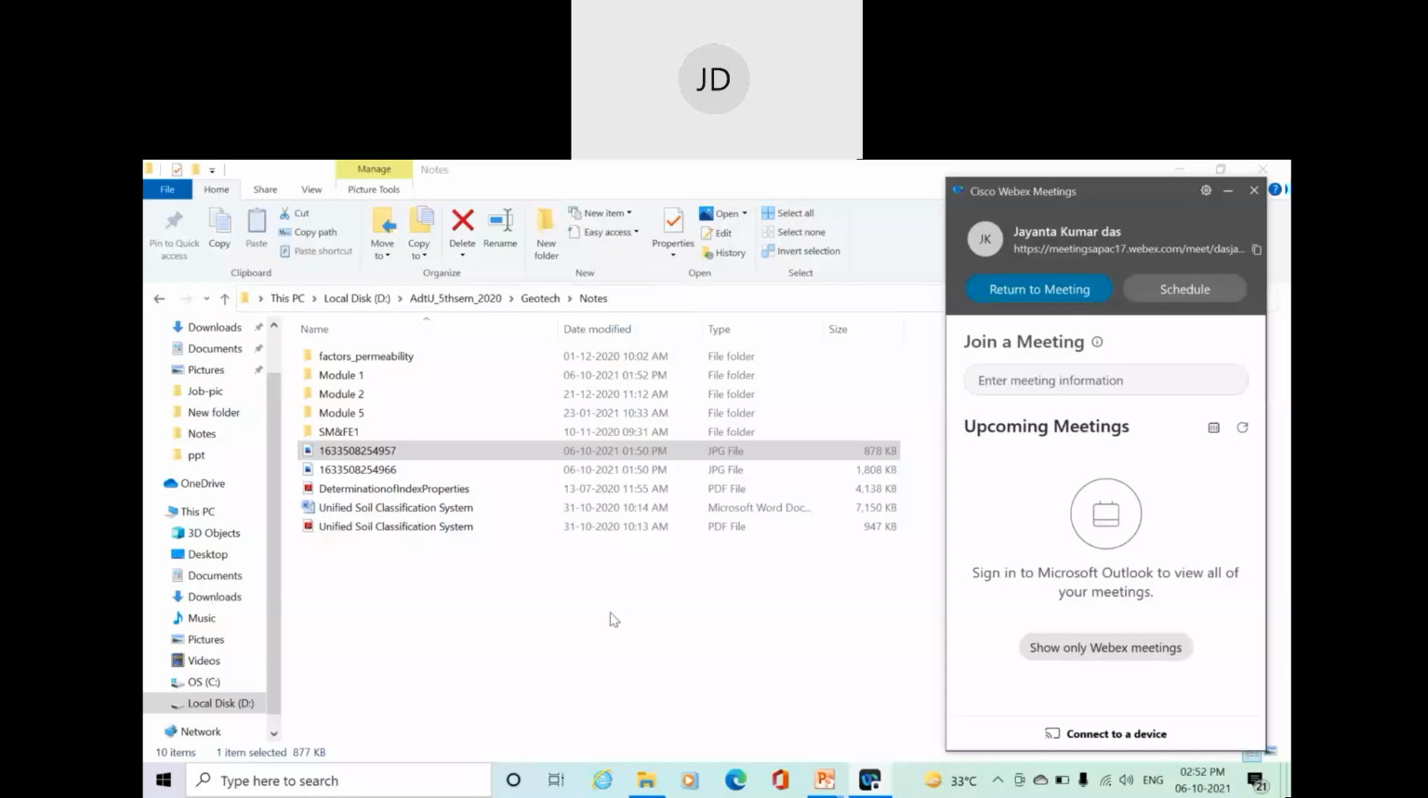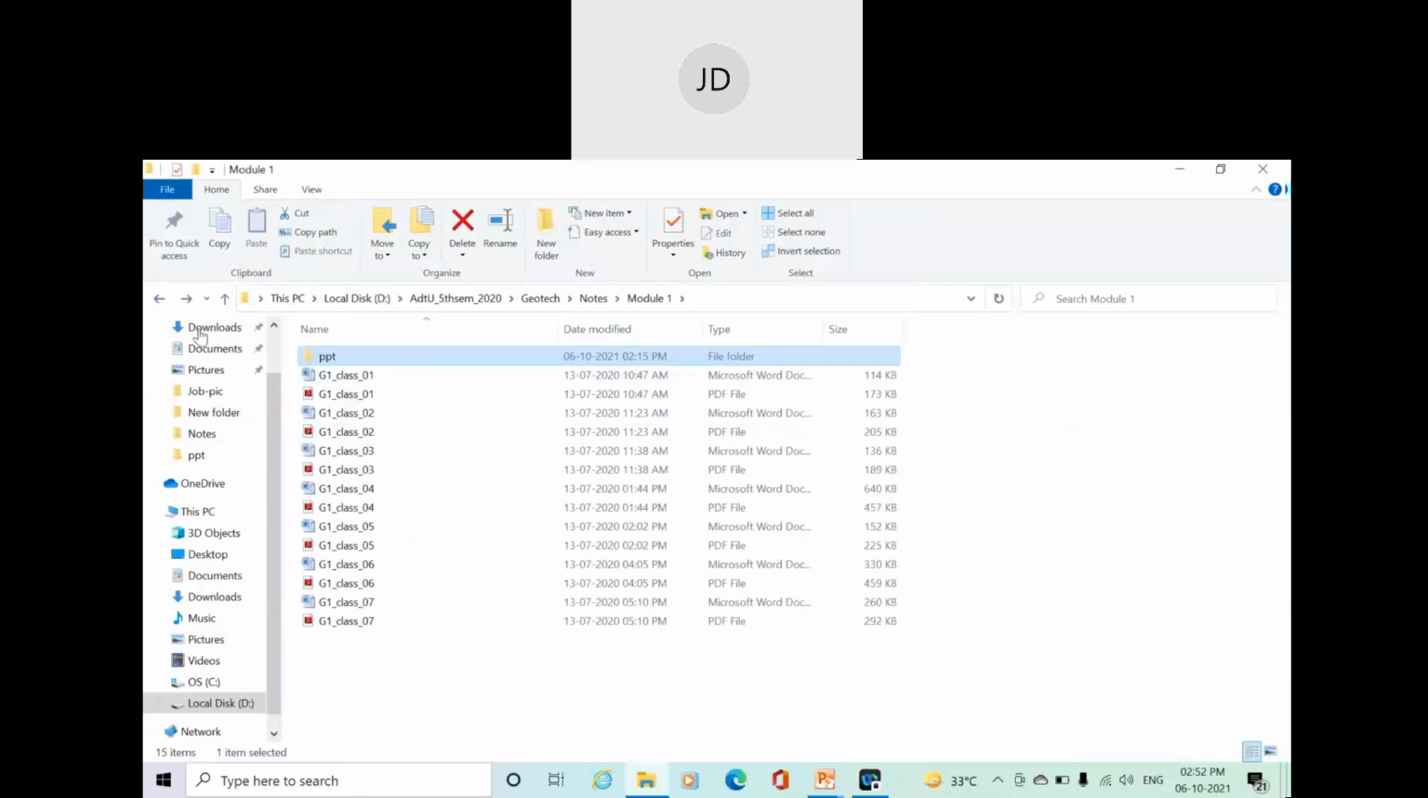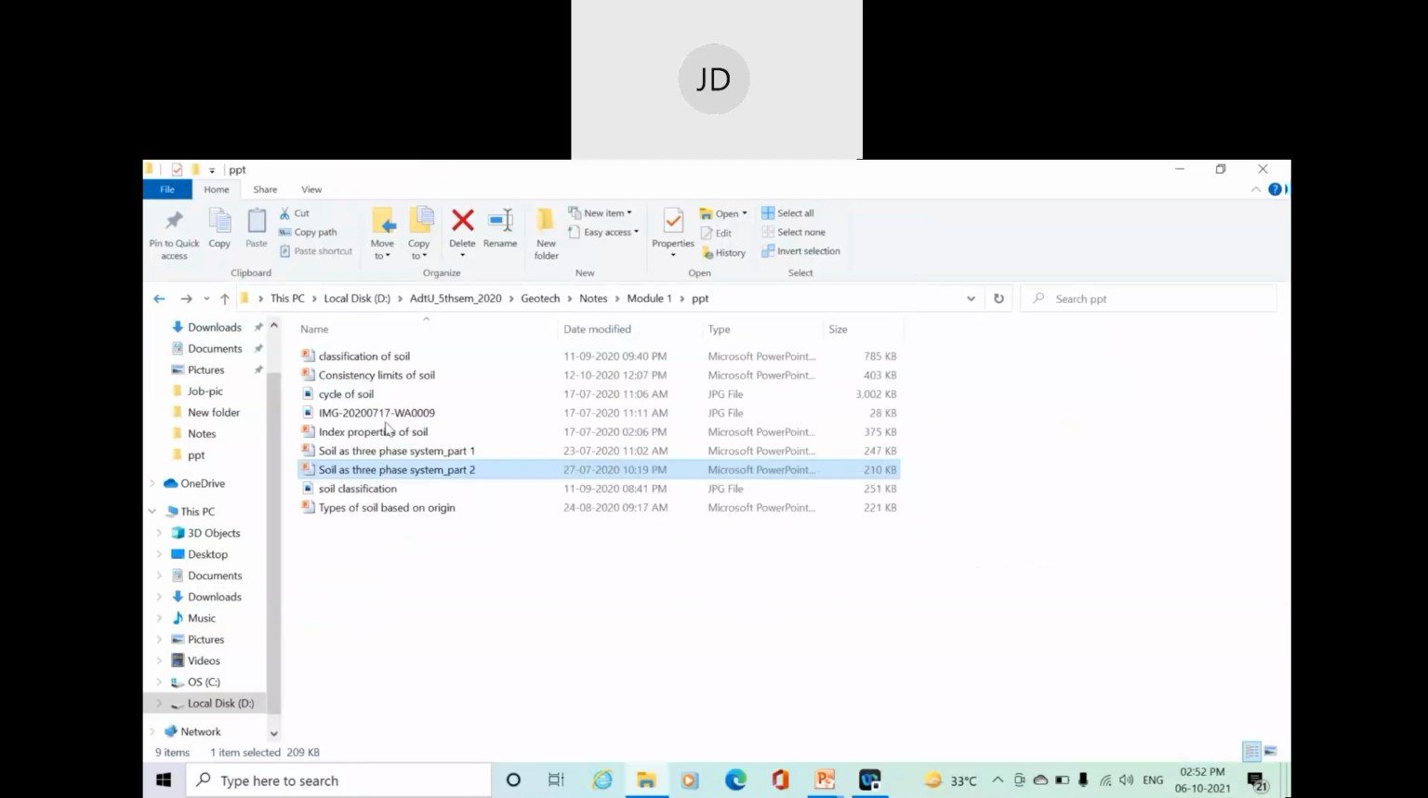Okay, so till now we have discussed this thing, all right? Phase diagram is done. Then we'll discuss index properties of soil.